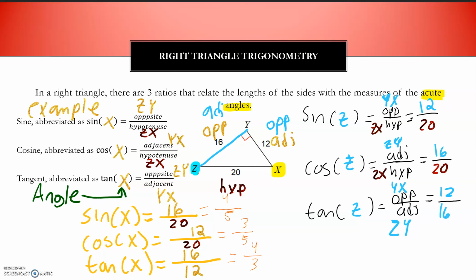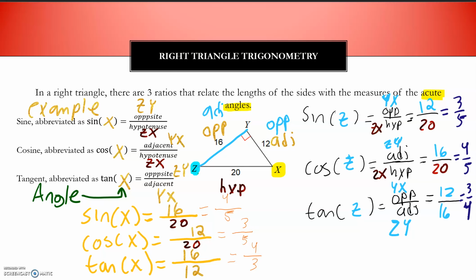And then just as before, we have to reduce. So this would be 3/5. This would be 4/5. And this would be 3/4. Okay, and again, you should notice here that the sine and cosine switch when you switch angles because the opposite and adjacent switched, right? What was the opposite for angle X is the adjacent for angle Z. The tangent is reciprocal because opposite and adjacent changed, okay?